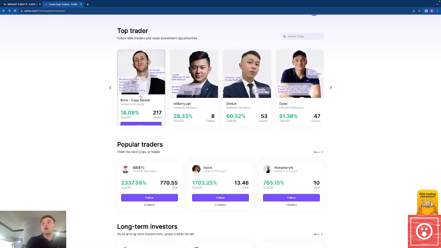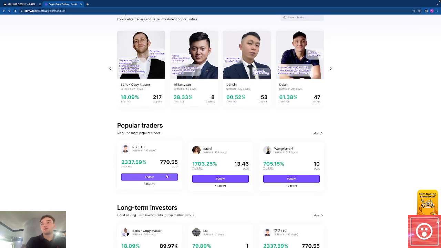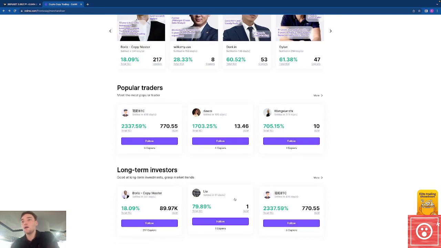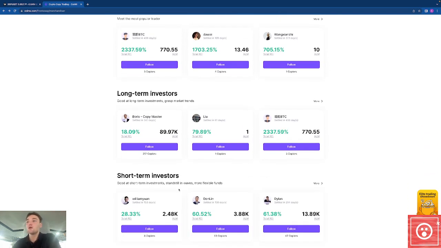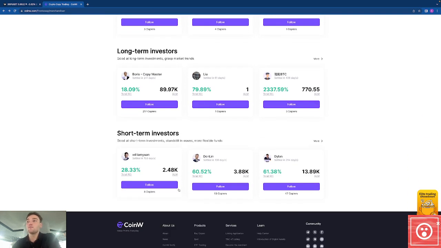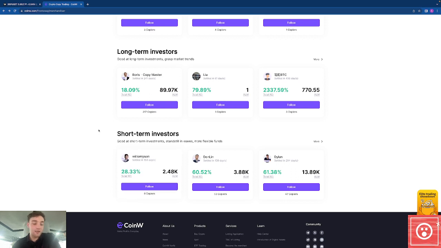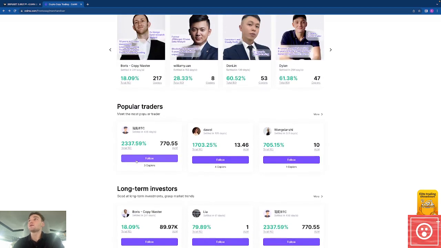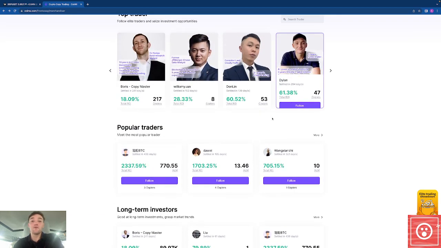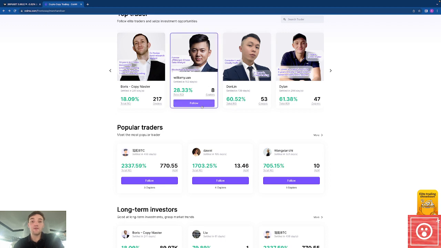So I've gone over the top guys. I'm not too sure about these guys over here. Obviously Boris is long term, if you want to make money on a long term basis, whereas with me, I'm more of a daily scalper, which is basically just trying to get the fees generated within the day.